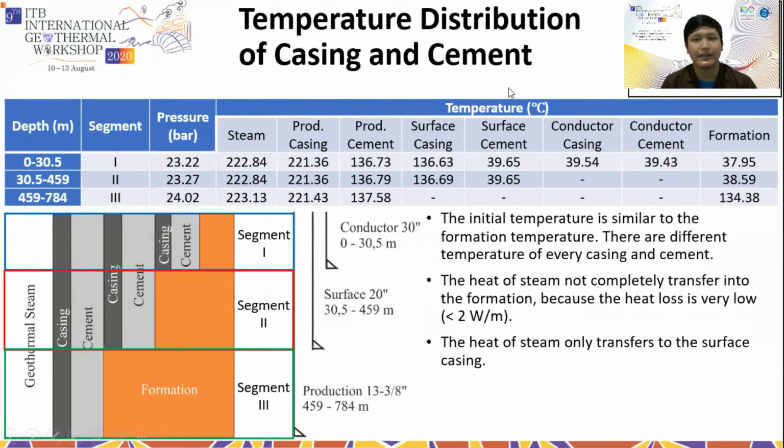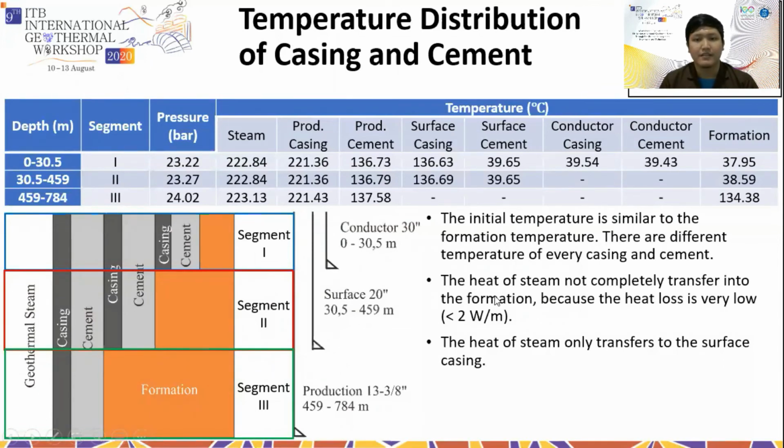And this is the result of the final temperature of casing and cement at every well segment. Segment 1 is at a depth of 0 until 30.5 meters, segment 2 is at a depth of 30.5 until 459 meters, and segment 3 is at a depth of 459 until 784 meters. And from this result, the casing and cement temperature increased during the production operation, with the initial temperature similar to the formation temperature, and there are different temperatures for every casing and cement.